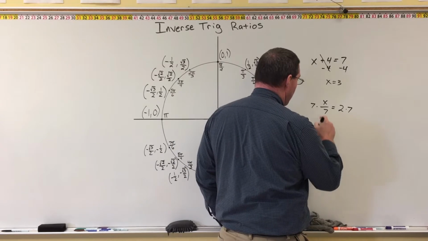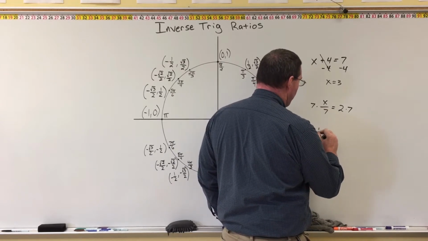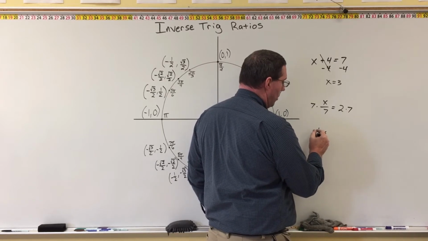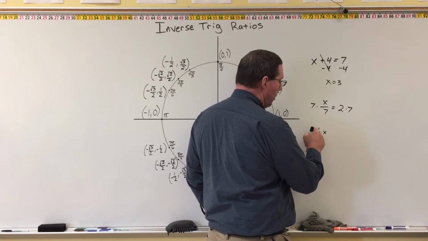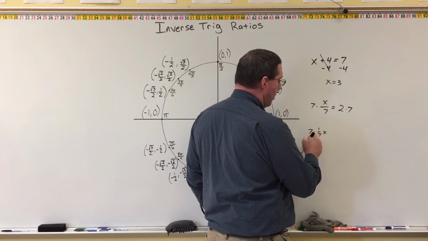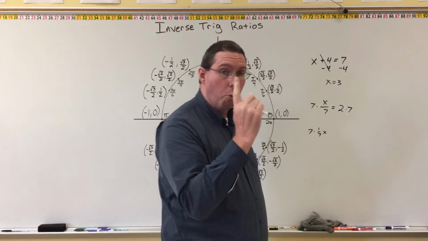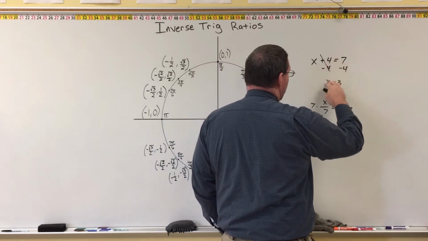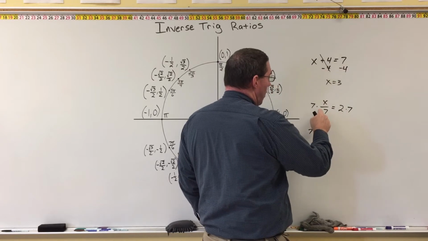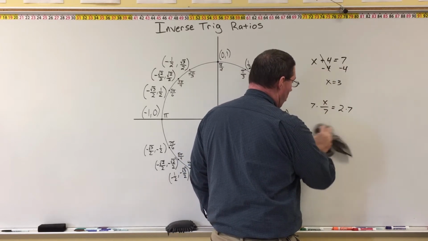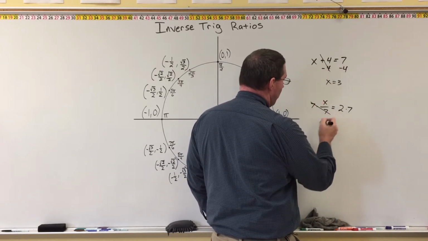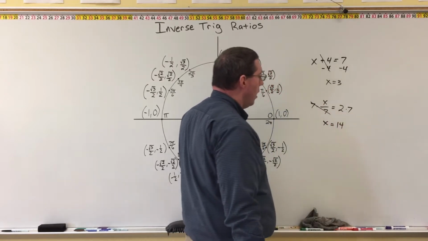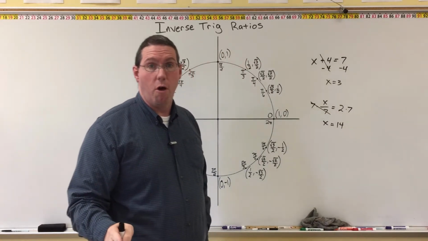Another way of saying it is this: x over 7 is the same thing as 1/7 of x, and the multiplicative inverse of 1/7 is 7. 7 times 1/7 equals 1, so it cancels it, okay? So additive inverses cause it to become 0. Multiplicative inverses cause it to become 1. So we cancel the 7, and then we get x is equal to 2 times 7, which is 14. And so that's what inverses are all about.